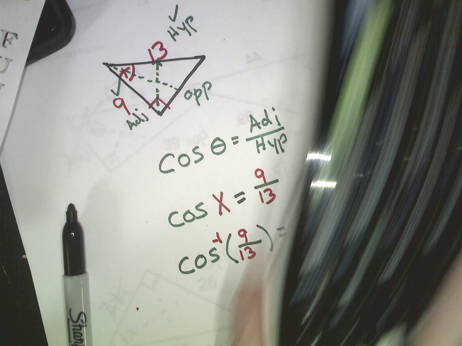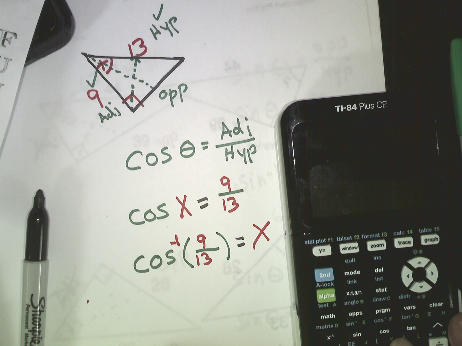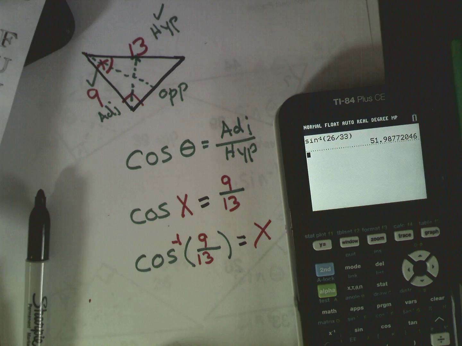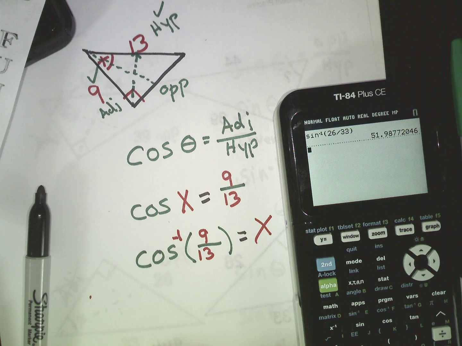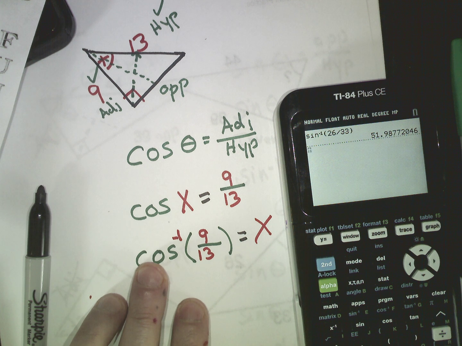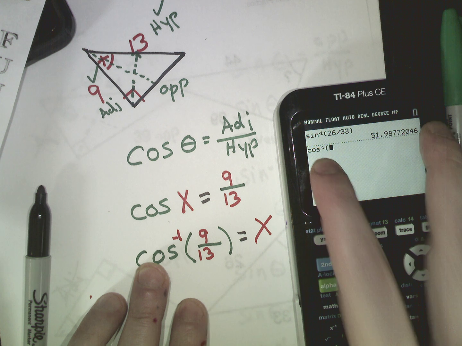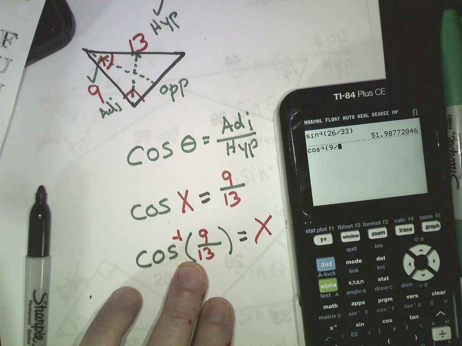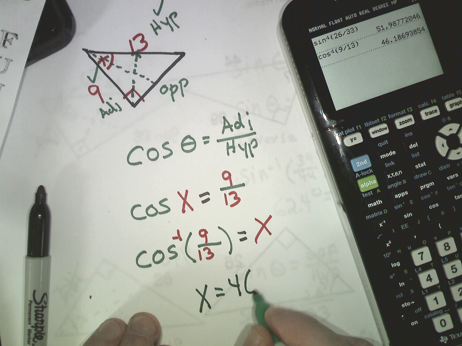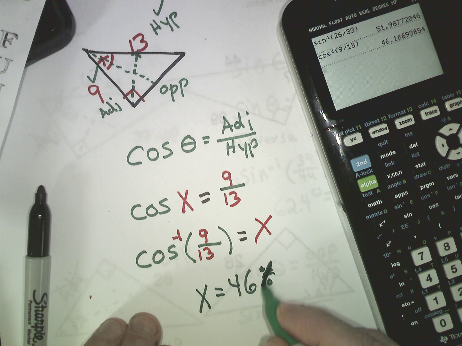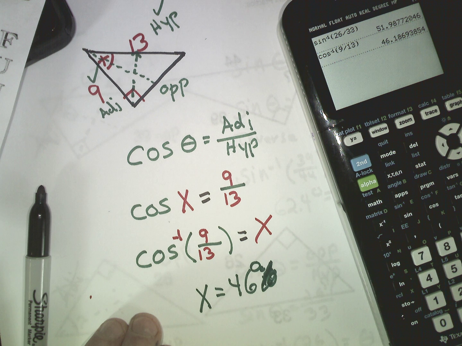I'm going to use the regular one because you guys are familiar with it, and hopefully you're doing well. Okay, so I'm going to turn the little light on here so you can see this clearly. Now, remember, I just have to hit second. I am using cosine. Second cosine gives me that cos -1. Inside there, I just put 9 divided by 13. The number I get is 46. So x will equal 46 degrees.